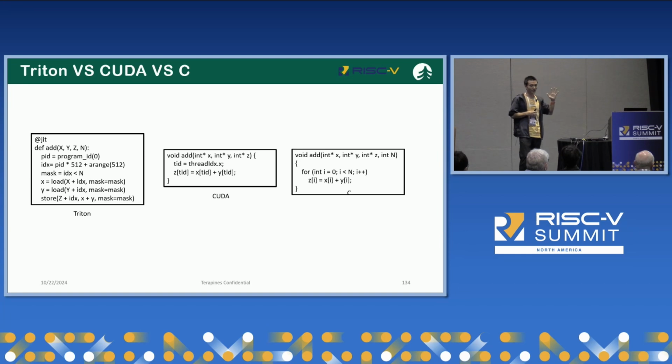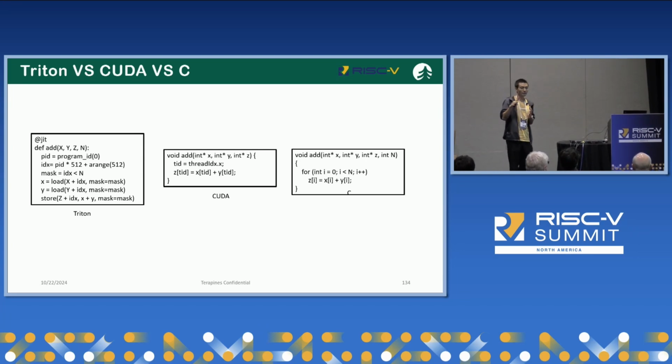For the Triton language, we have to explicitly specify the workload dimension and the tiled workload for the kernel. And for CUDA, you can see we only program for a single thread. We use threadIdx.x, y, z to get the thread ID that the kernel runs on. And for C and C++, the whole workload is expressed in a for loop. So the compiler will do all the optimization work for the C kernel. So that's the main difference between these three kinds of programming languages.